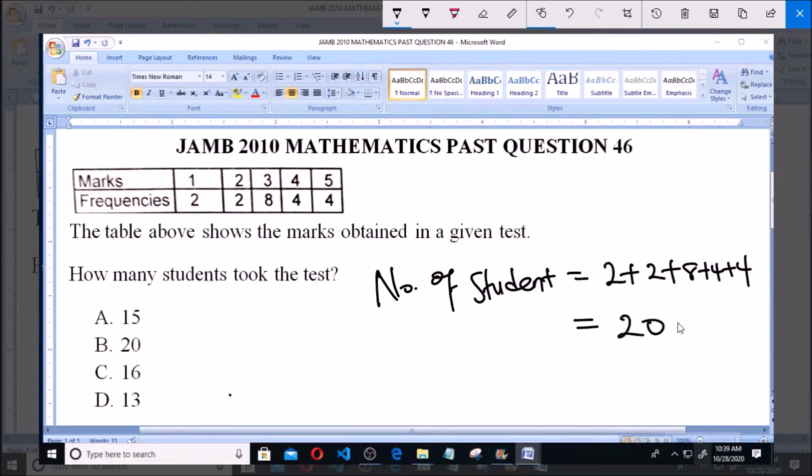So that means 20 students took the test, and this was gotten from the frequency, which is equal to 20. So the answer to this question is option B, 20.